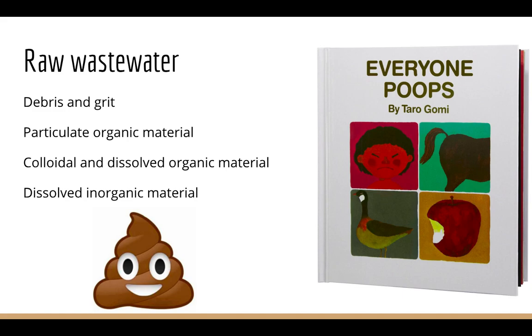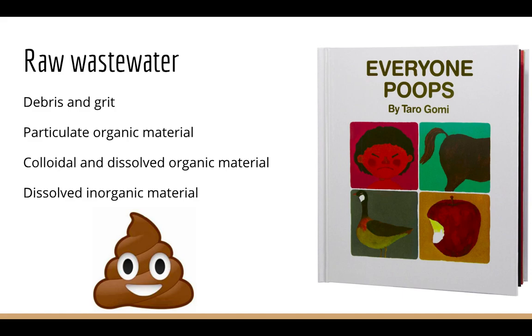Particulate organic material is fecal matter, so poop, right? And also can be food waste. So if you have a garbage disposal in your home, the food matter that goes down that garbage disposal ends up in wastewater as particulate organic material. Could also be toilet paper. Toilet paper is going to be organic material. It's going to dissolve a little bit, so it'll be more particulate.